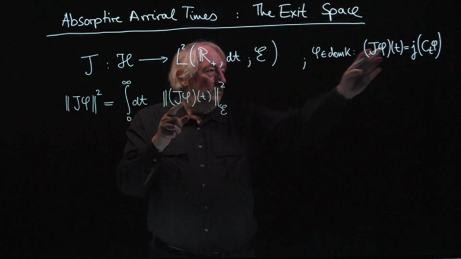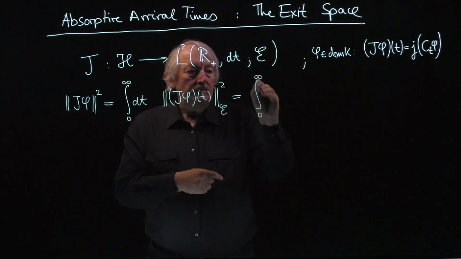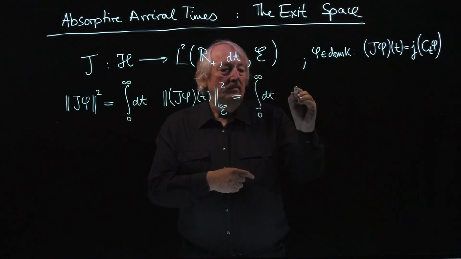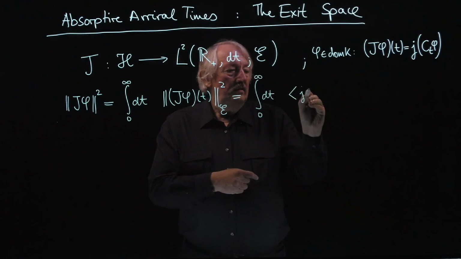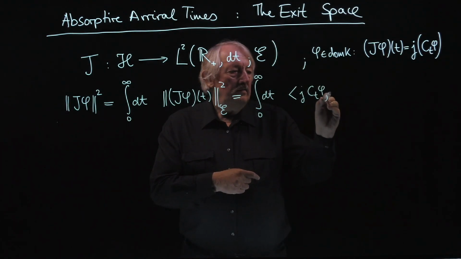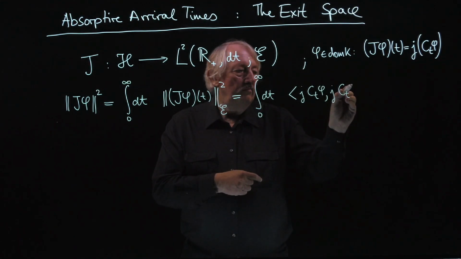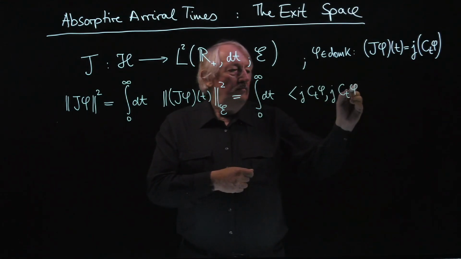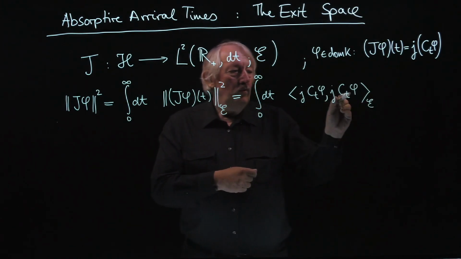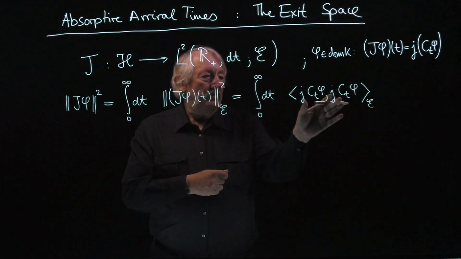Now, this we can just plug in. So this is J c_t phi, J c_t phi, scalar product taken in E. But we know what that is. By the definition of the exit space, this is a derivative.